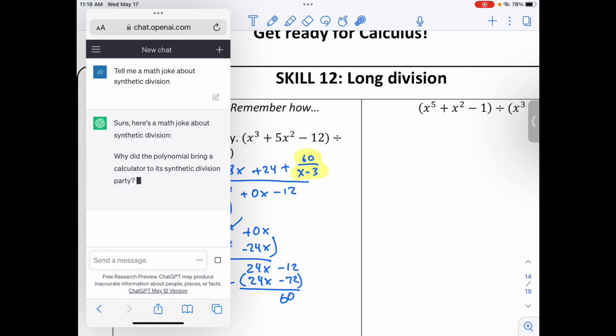Sure, here's a math joke about synthetic division. Why did the polynomial bring a calculator to its synthetic division party? Because it didn't want to be left with any remainders.